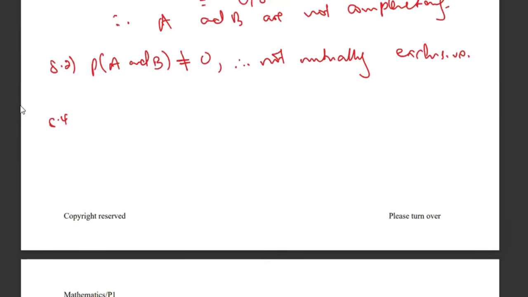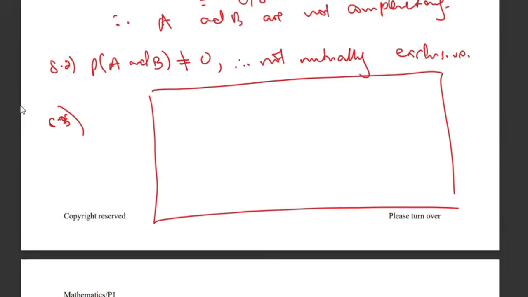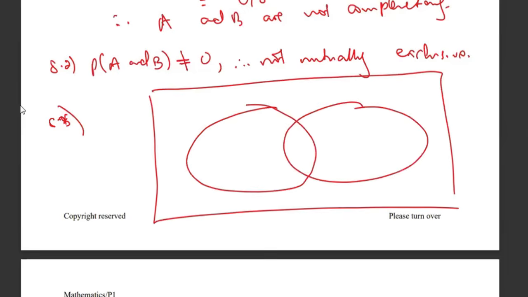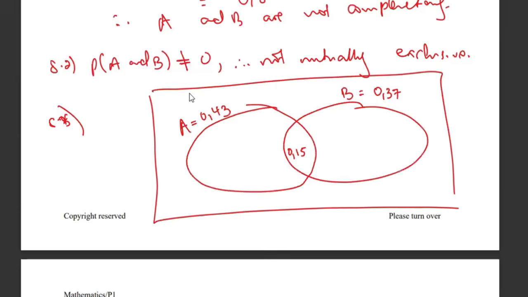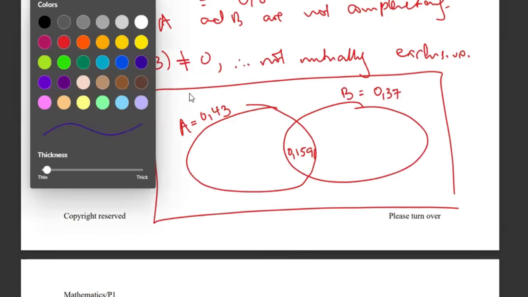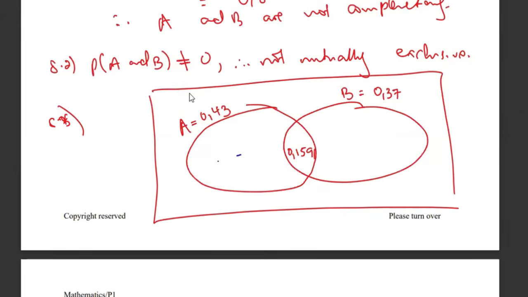Okay, so this is 8.3 with the Venn diagram. Start with that box of yours. Since we are dealing with probabilities, if A is 0.43, that entire circle must be 0.43. B, we say is 0.37. This is 0.1591. And then for us to get what is left in here, we just have to subtract.